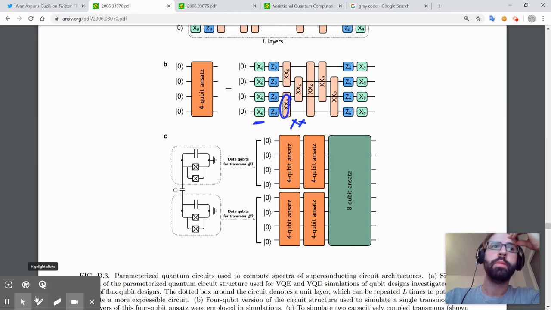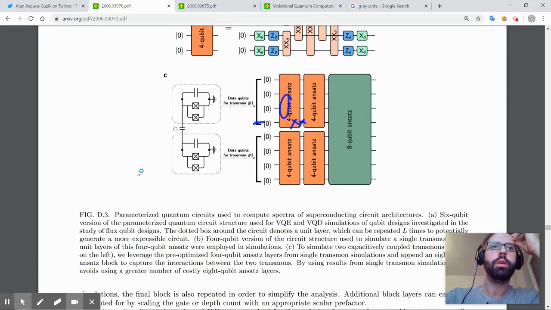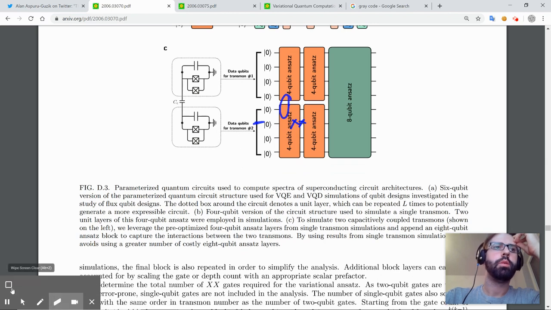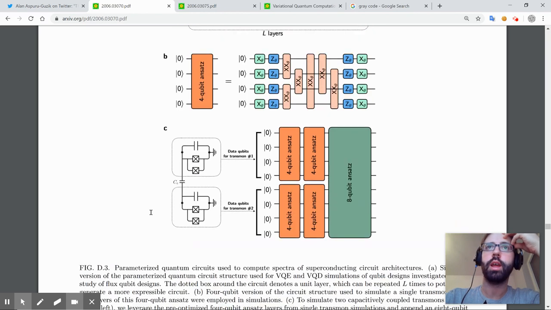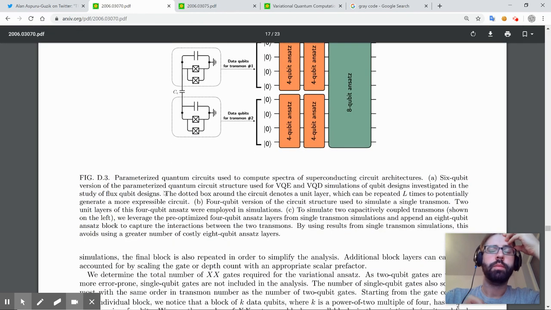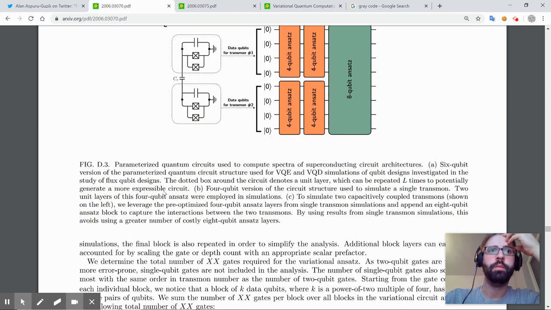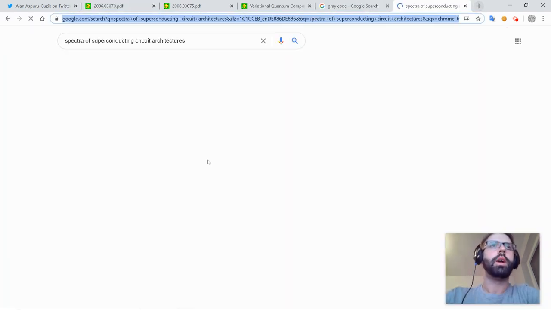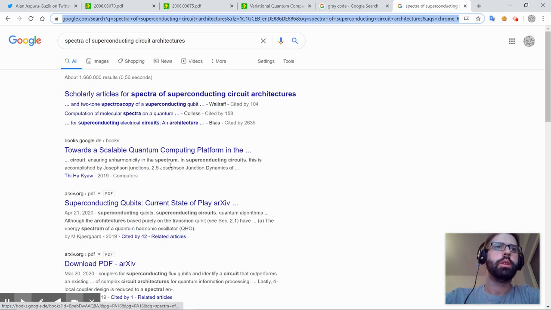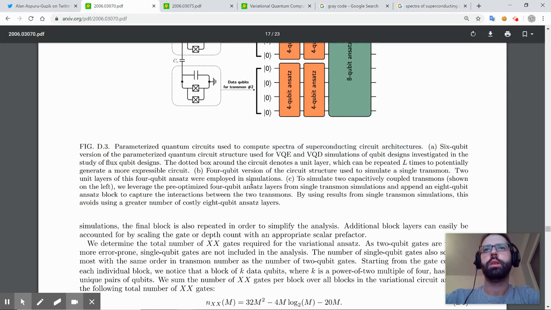We'll talk about open questions right now, because we definitely need to dive into VQD, and then we need to understand how the ansatz is built. Parameterized circuits used to compute spectra of superconducting circuit architectures. And what is the spectra of superconducting circuit architectures? Is it just the energy? I don't know.